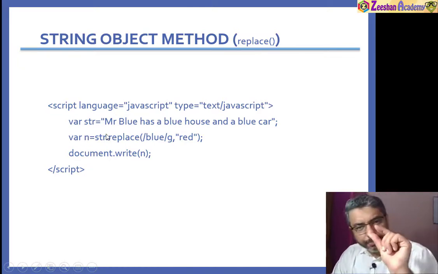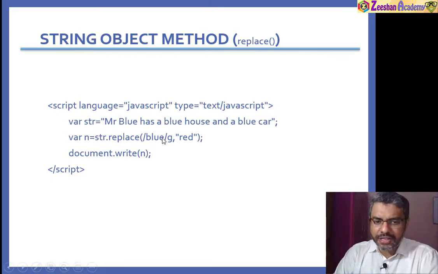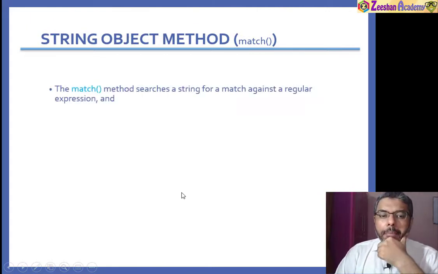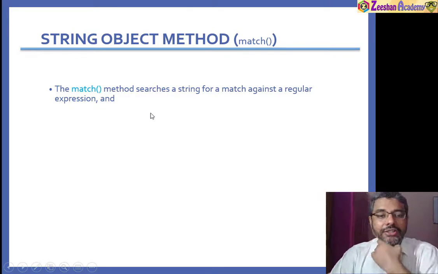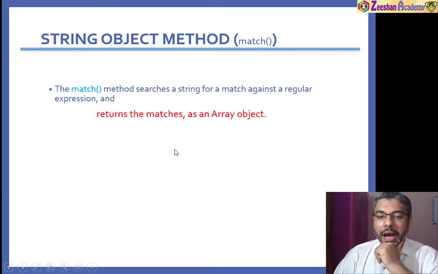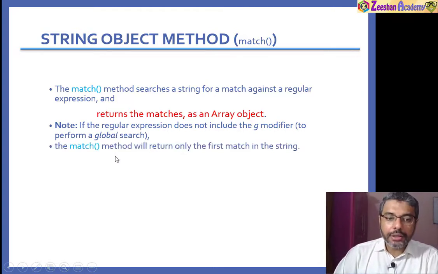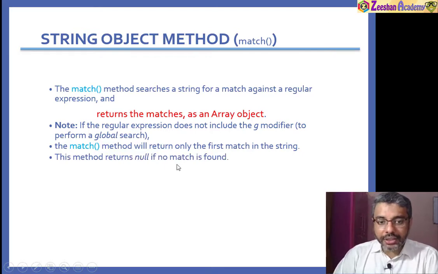So we can search a particular text within a string using the replace method, and very simply just specify a pattern and that pattern will be replaced. Match method. The match method searches a string for a match against a regular expression and returns the matches as an array object. If the regular expression does not include the global modifier to perform a global search, the match method will return only the first match in the string. This method returns null if no match is found.